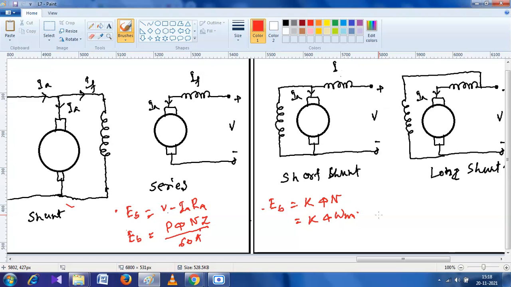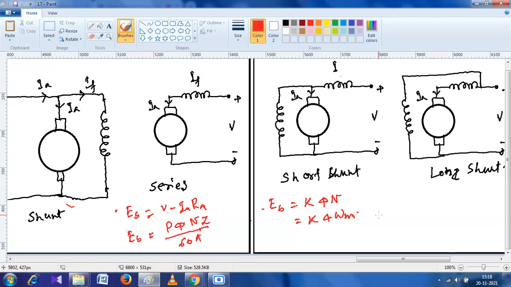Eb is equal to P phi N Z by 60A. This is also an equation of back EMF. This is also the equation of generated EMF. In case of back EMF, we also write the same expression as the generated EMF, P phi N Z by 60A.